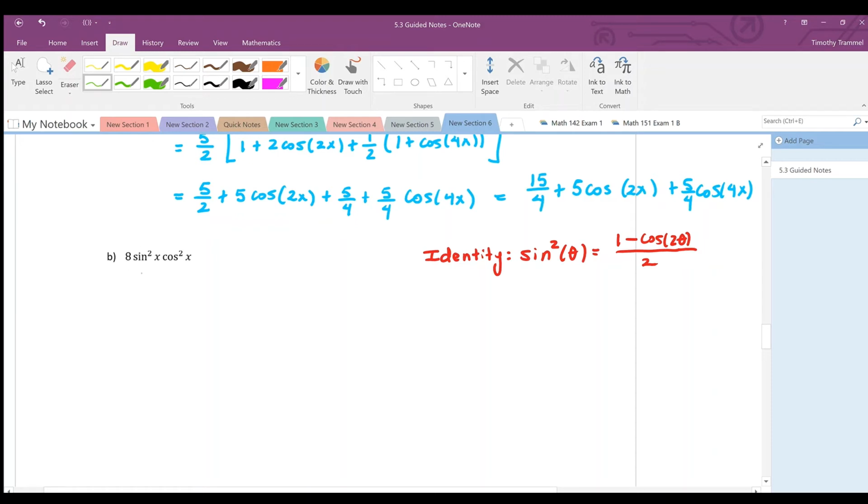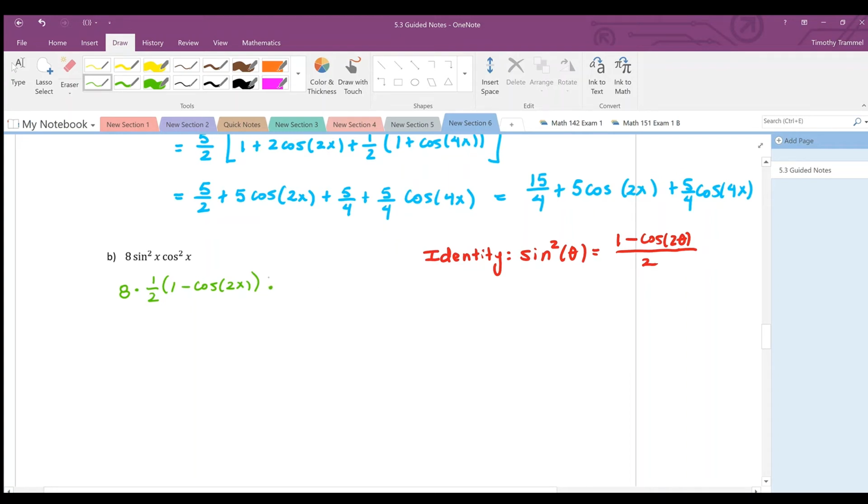Okay, so if we start off with this 8 sine squared of x cosine squared of x, and we apply our identities, we have 8 times, and so I wrote the cosine squared identity a little bit different. I wrote it as 1 plus cosine of 2 theta all times 1/2. But multiplying by 1/2 is the same thing as dividing by 2. So I do want to point that out. This 1 minus cosine of 2 theta over 2, I could rewrite as 1/2 times 1 minus cosine of 2x. And I'm okay with you writing it either way. It's just whatever one you're more comfortable with.